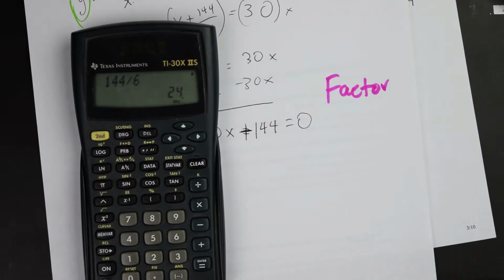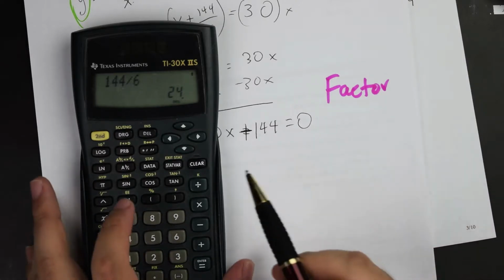Maybe 4 would have worked. I didn't know during the moment, so I just did 144 divided by 6 to see if I get a clean answer. I got 24. And I understood.